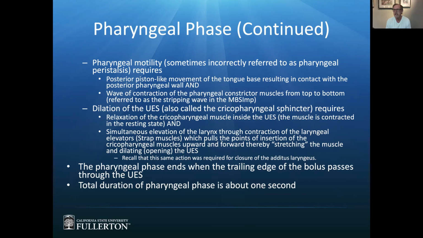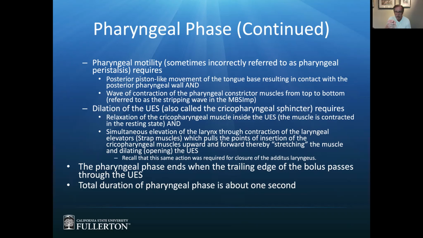So that's why she changed the term later to pharyngeal motility, which means pharyngeal movement. Pharyngeal motility is made up of two components. One is the posterior piston-like movement of the tongue base, resulting in a contraction with the posterior pharyngeal wall, and also simultaneously a wave of contraction of the pharyngeal constrictor muscles from top to bottom.